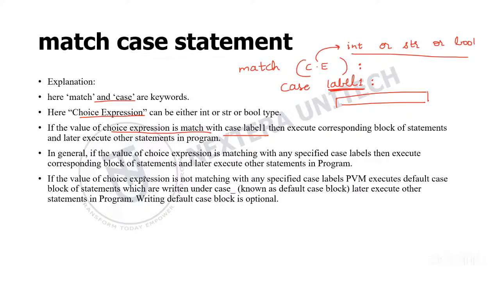So if the choice expression is not matching with any of the specified case labels, like label 1, label 2, label 3, what happens is it will directly execute the default case block of statements. As we've seen, case underscore is treated as default. And if all the other cases are not matching the labels, then it will print the default case block. Then later it will print other statements in the Python, if there are any. Also, writing this default block is optional.